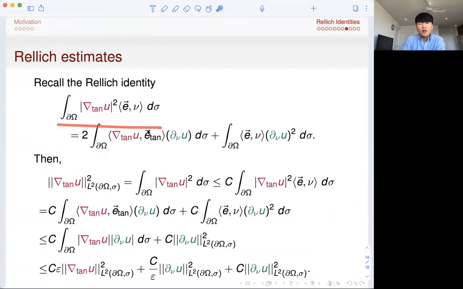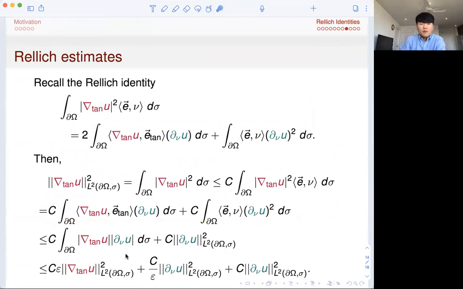So far we had the Rellich identity here. To prove the equivalence between the tangential component of u and the normal derivative of u in L2, I will start from the L2 norm of the tangential gradient of u. Then by the comparability of the inner product between E and nu to a constant, we can bound it by this. And then by the Rellich identity here, we have this.